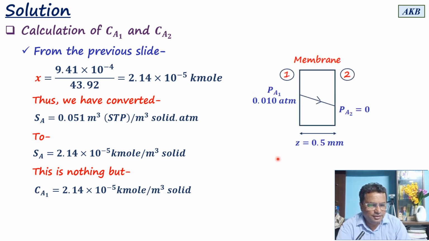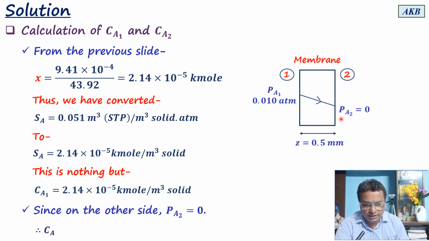So again you have this schematic. Now Pa1 is converted to Ca1. On the other side, Pa2 is 0. That means there is no A, that is hydrogen, at position 2. So that means Ca2 is also equal to 0. Okay, so this ends step number 1. I have discussed this step in detail.